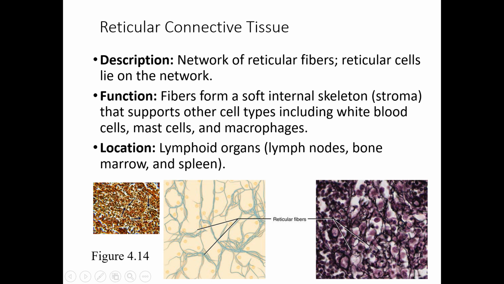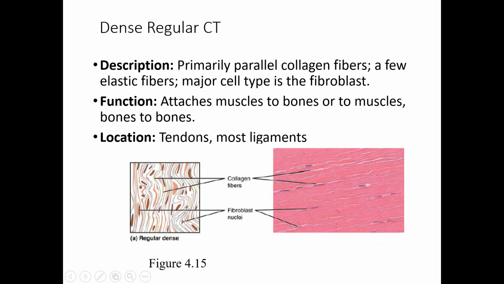Functions: they form a soft skeleton of some organs. Organs need to keep their structure. Soft organs, for example, like spleen, like lymph nodes, and that type of tissue maintains the shape of those organs. So location: mostly in the lymph nodes, in the bone marrow, and spleen.